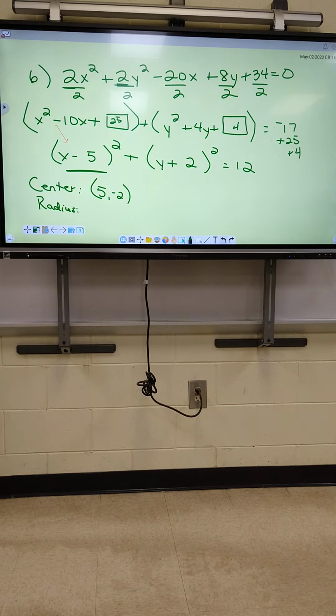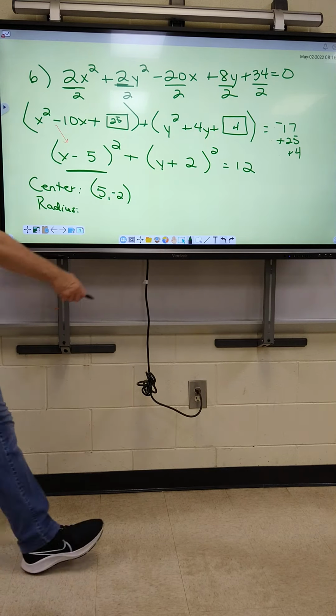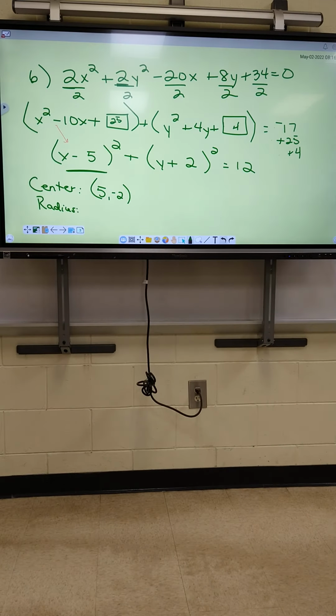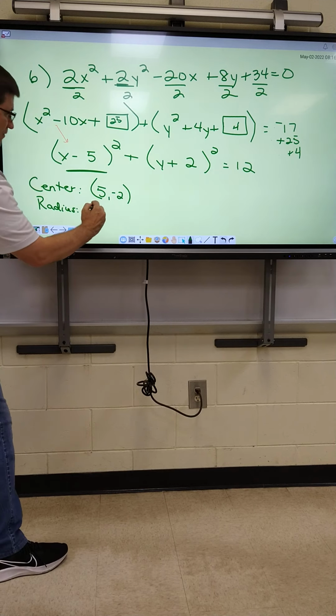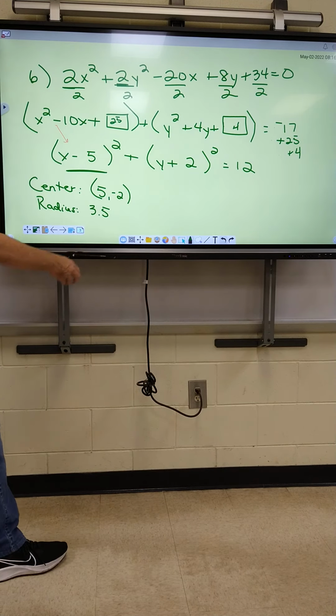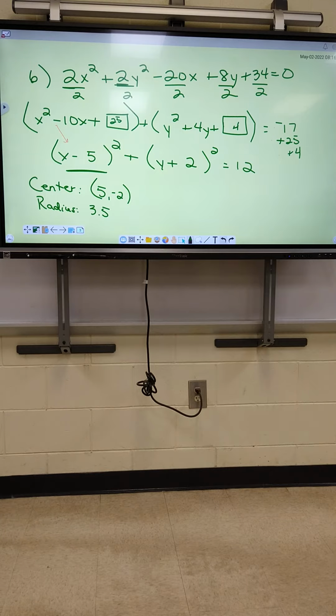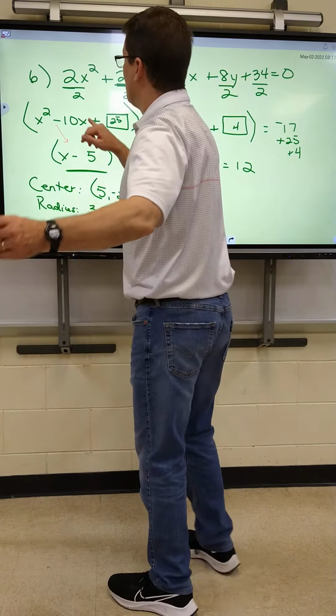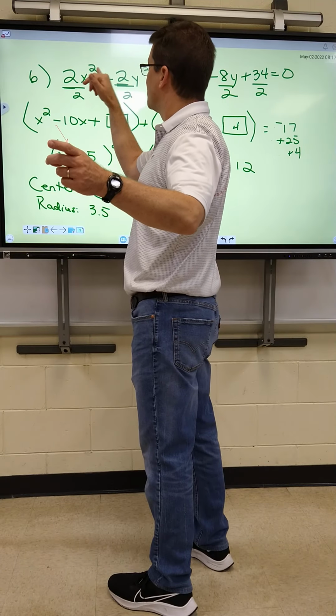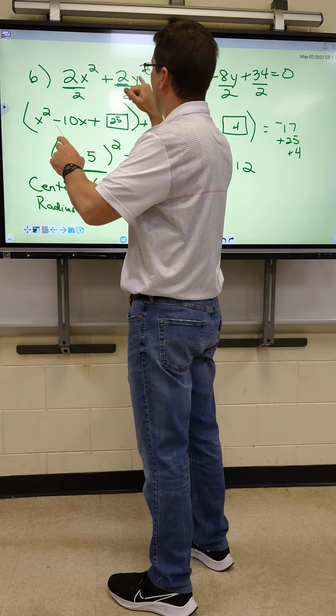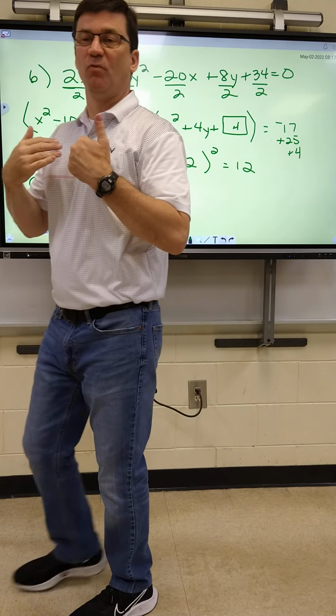Y'all remember how we find the radius? Square root of 12. Somebody do square root of 12, make it a decimal. It'll be 3 point something. 3.5. All right, question about that one. Divide by 2 will always be 2? Okay, Adam, you divide by whatever number's in front of x squared and y squared, and it will always be the same number for the ones we do.